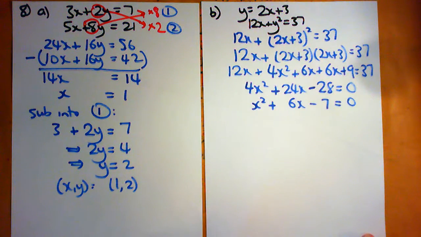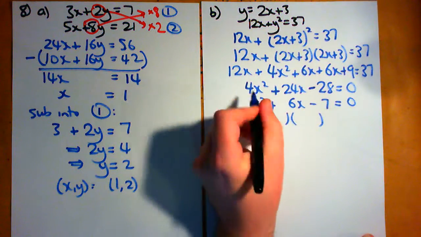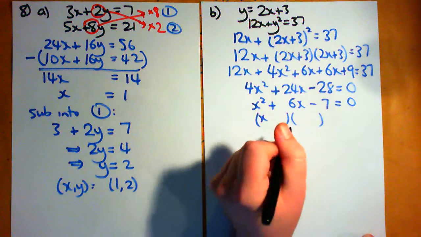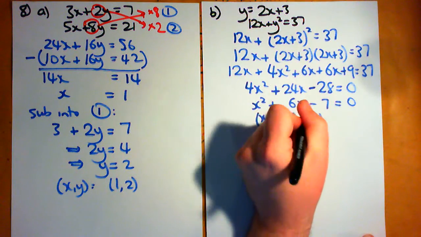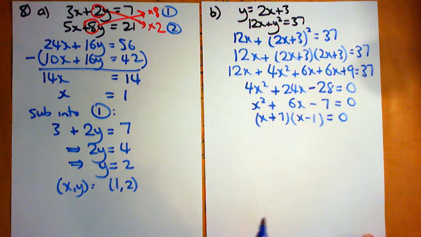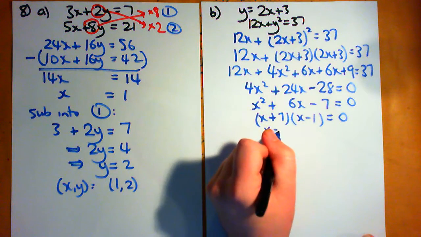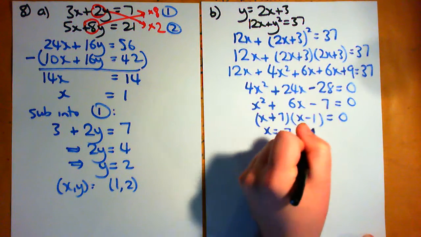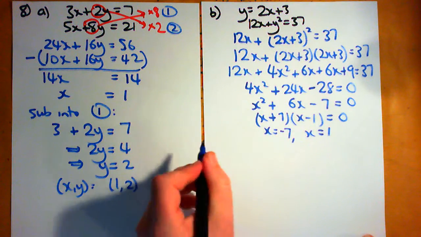So we need to factorise that equation. It factorises into two brackets. We're looking for numbers that add to 6 but multiply to negative 7, which are positive 7 and negative 1. Okay, so we've got two solutions. If x plus 7 is 0, x equals negative 7, and if x minus 1 equals 0, then x equals 1.